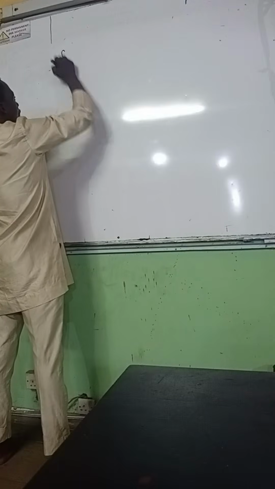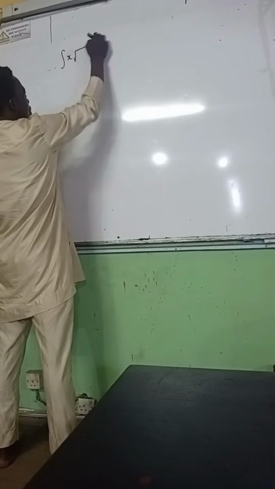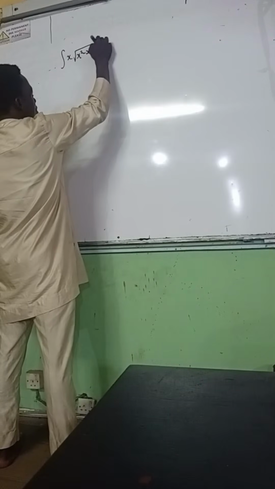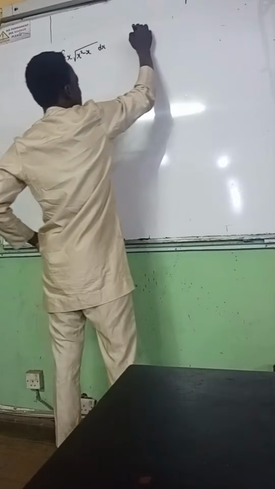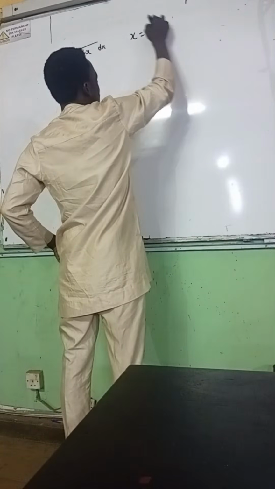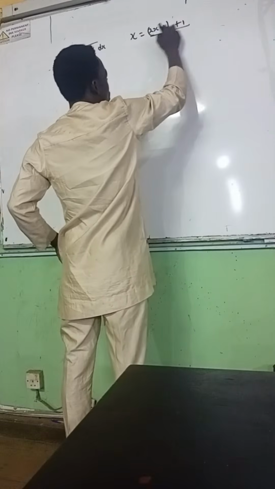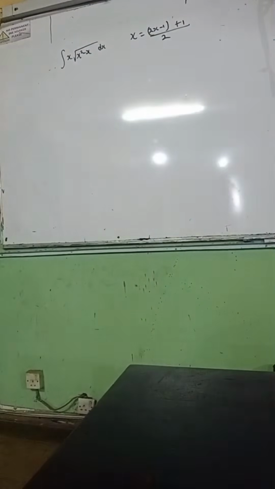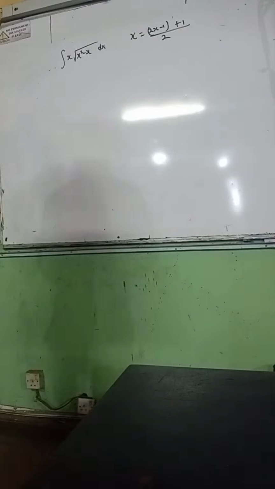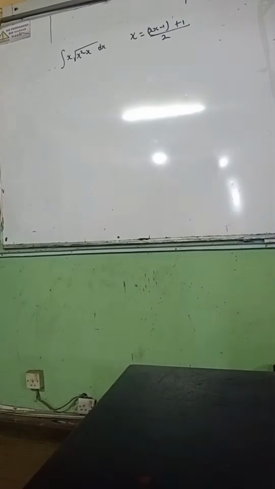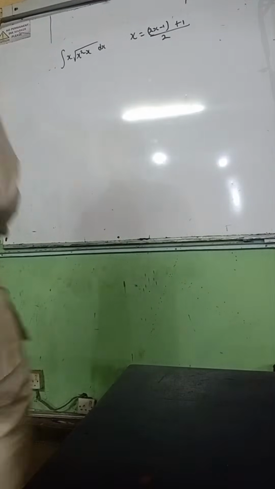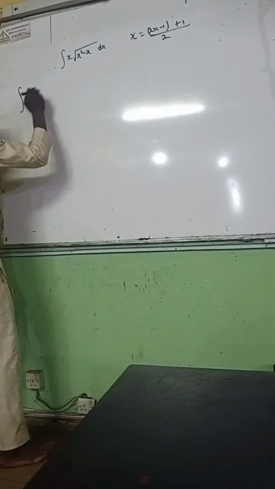What's the question? Integral of what? X root of x squared minus x dx, right? Yes. So we say let X be 2x minus 1 plus 1 over 2. Let X be 2x minus 1 plus 1 over 2. So the question becomes integral of what?